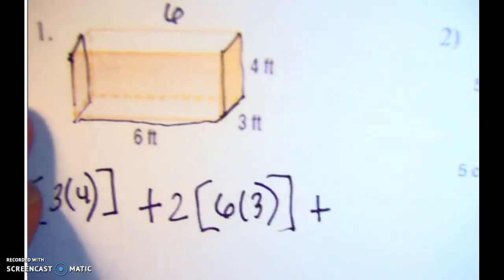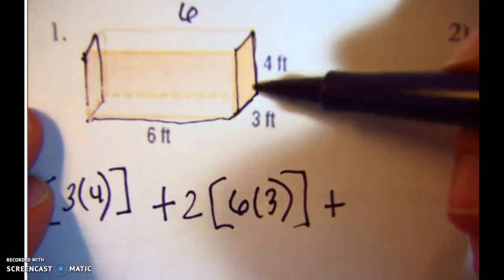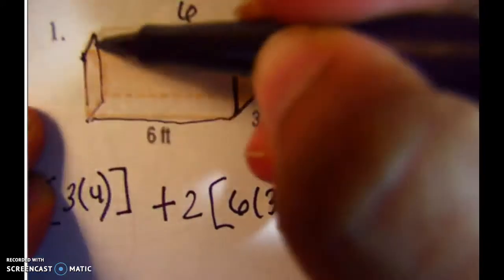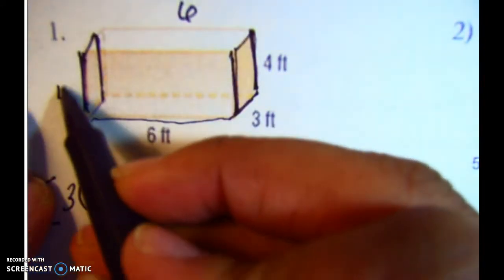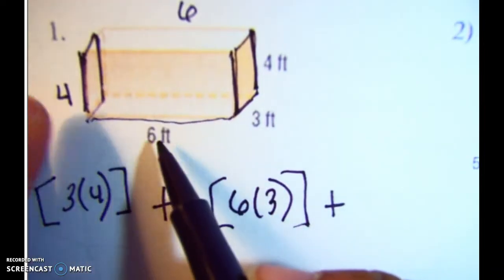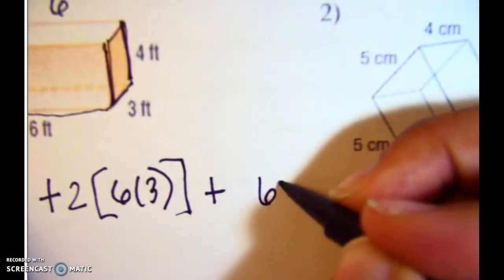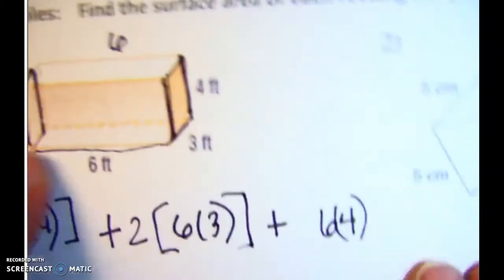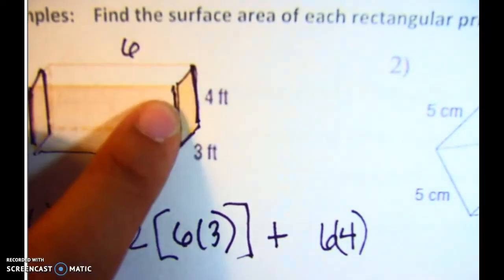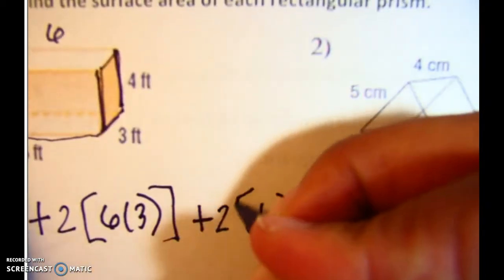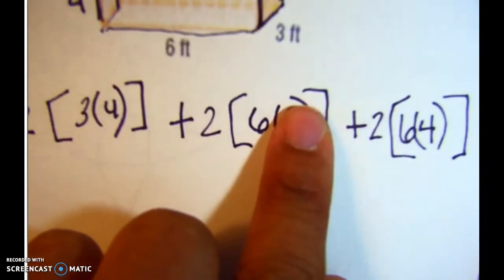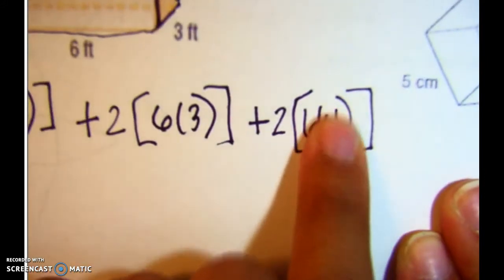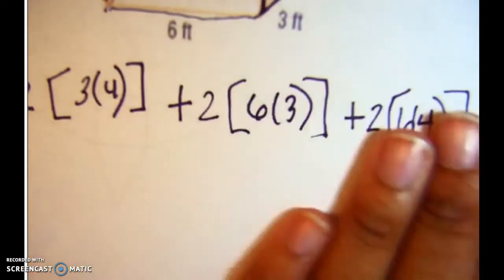And last, I have the front and back. Well, all of these going up and down are 4. And this bottom edge is 6. So to find the area of the front and back, I need to multiply 4 times 6. And I have a front and I have a back that's also 6 times 4. So I can find the area, multiply it times 2, find the area, multiply it times 2, find the area, multiply it times 2, and then you can add them all up together.